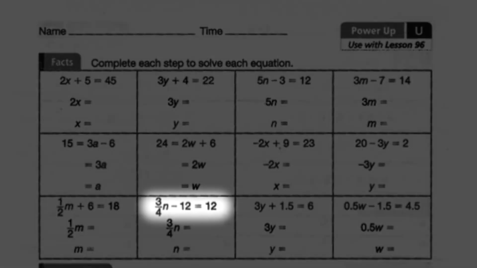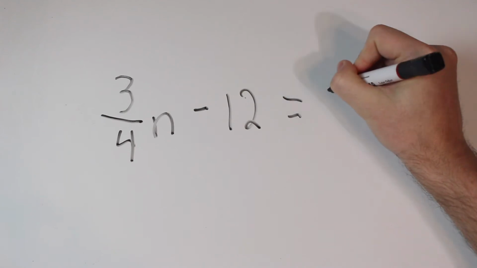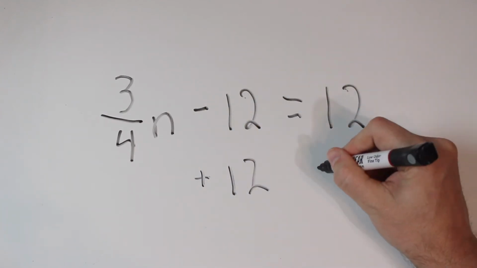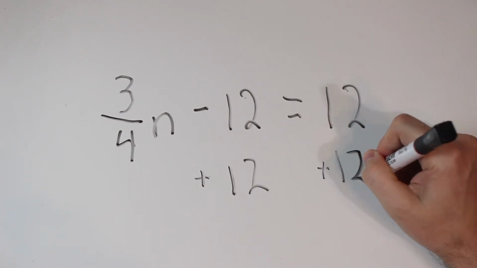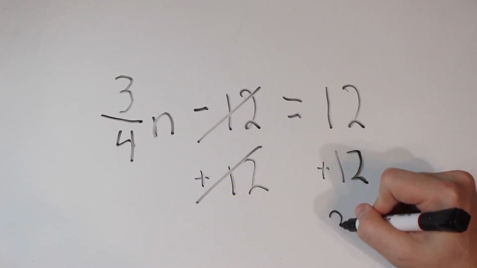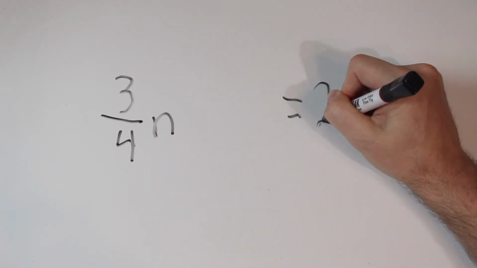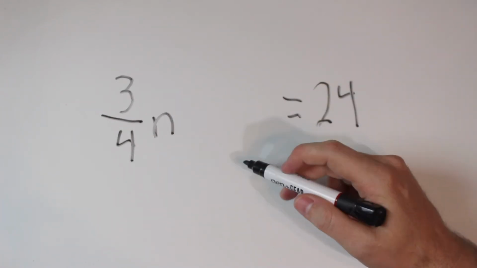3/4 n minus 12 equals 12. First step, undo the subtraction by adding 12 to both sides. These 12s cancel on this side, and these 12s add together to become 24 on the other side. That's the first part of our answer.